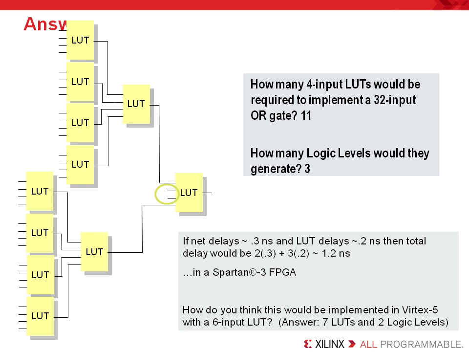And what is more, you can actually build a 34-input OR gate with this circuit. Do you see the 2 unused inputs on the third logic level? So for comparison purposes, we can estimate the performance if we know an approximate LUT delay and an approximate net delay. If we assume 0.3 nanoseconds delay for each net and 0.2 nanoseconds delay for each LUT, then the total estimated delay for this circuit would be about 1.2 nanoseconds in a Spartan 3 device.